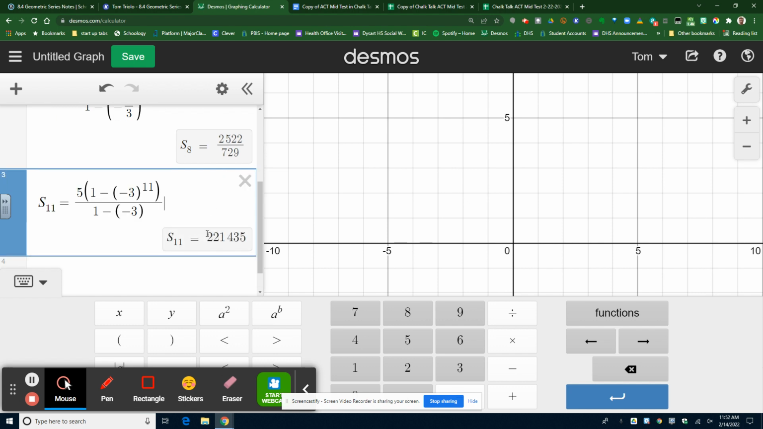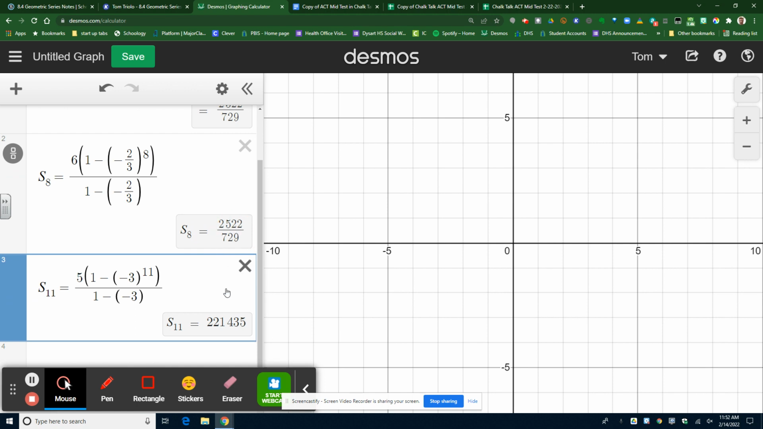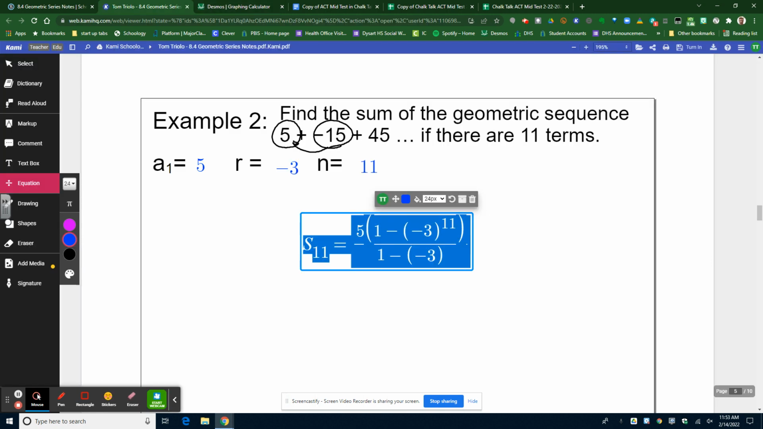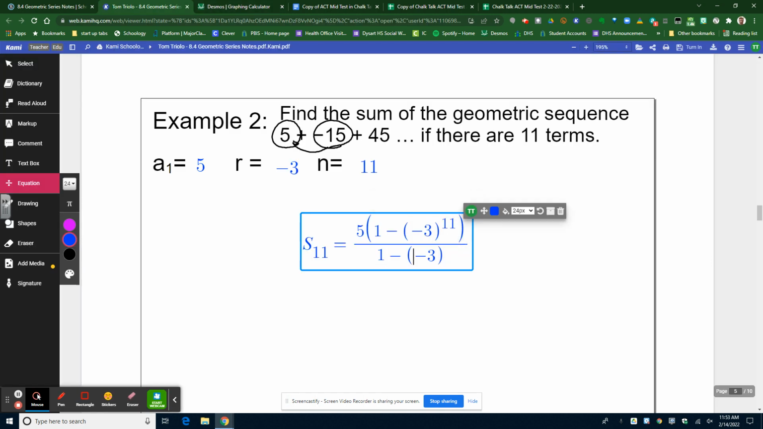So this time, instead of trying to memorize stuff, I'm going to copy and paste back from Desmos into the answer. 221,435. And then since it's more than 4 digits, we should put in the comma. I did not hit the right one. So 221,435. Yep. All right. That's it. Questions? It's not hard.